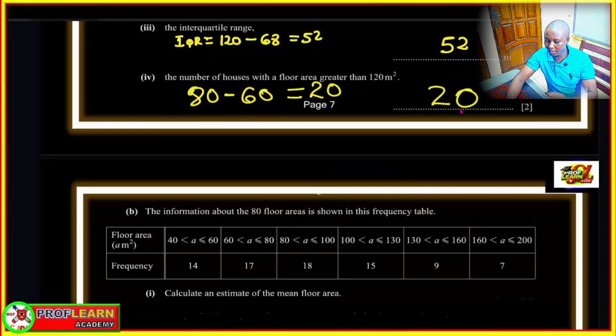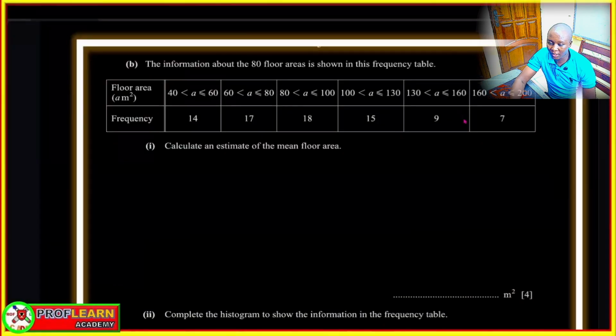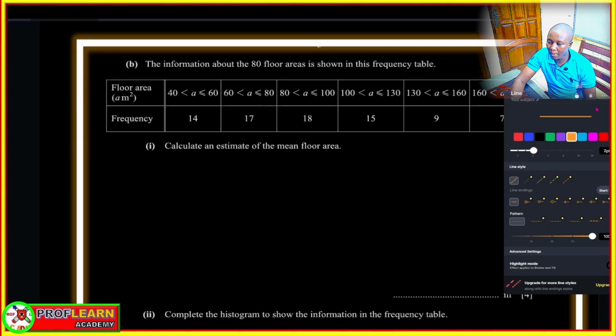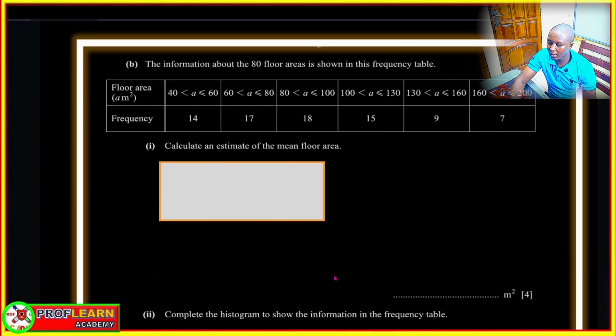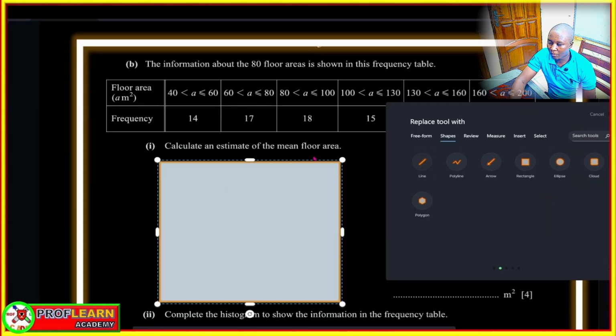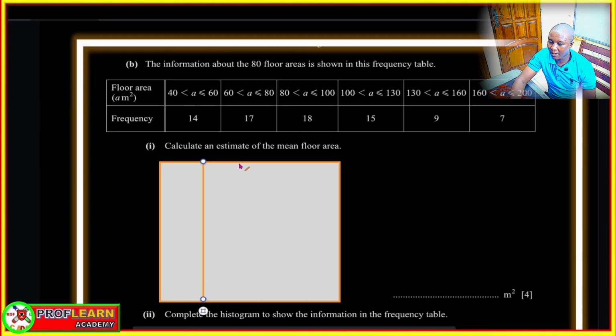I want us to change gear so that we can now look at how to work out questions to do with mean, because mean is also an area that you can be asked to work out. So we can come up first with a table that is going to enable us to analyze the data, so that we can work out the mean.